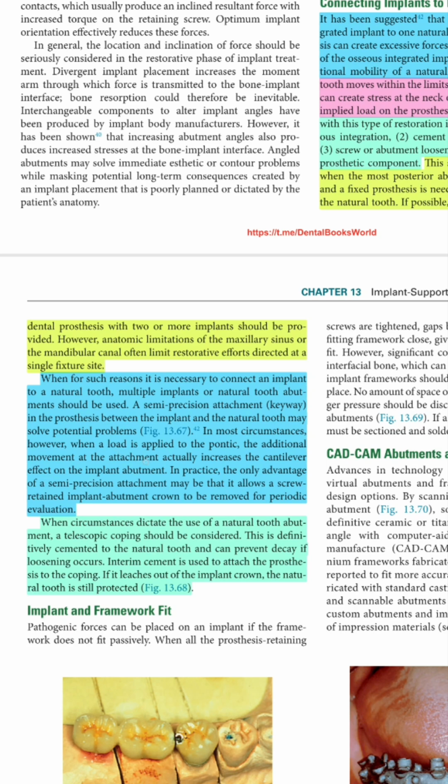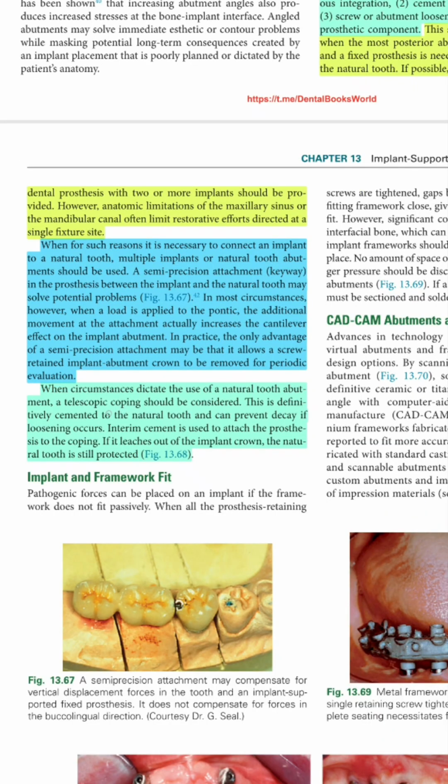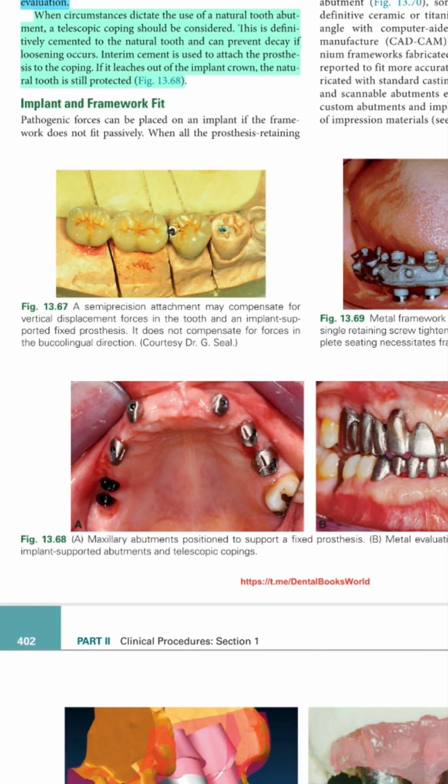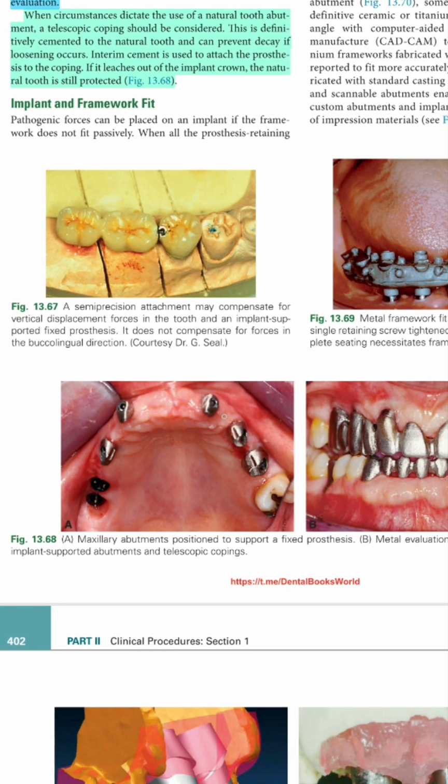To solve this potential problem, we can use the telescopic coping, where we have a restoration that is cemented to the natural tooth, then another layer of a restoration that is re-cemented and attached to the implant prosthesis. The other layer is cemented with an interim cementation. This is the telescopic coping.